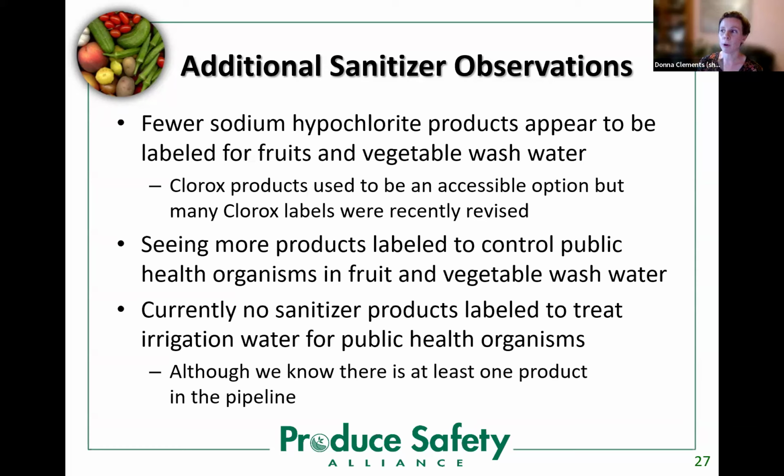We are tending to see more, I would say, agricultural-tended products. So we're seeing more sanitizers labeled to control public health organisms in fruit and vegetable wash water. I don't want to name specific names, but you can do a search in the tool and find that, compared to before, when there was like your Sanidate, I think it's Sanidate 15. There's a few of them, but now we're seeing more and more, especially as labels are updated. And currently, there are no sanitizer products labeled to treat irrigation water for public health organisms, although we know that there is at least one product in the pipeline.